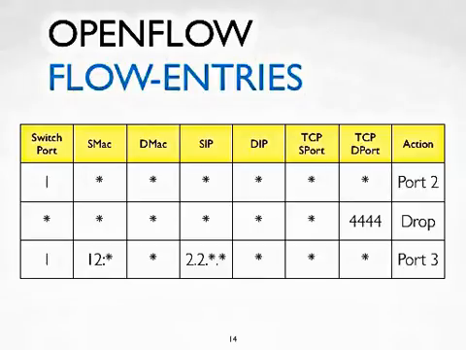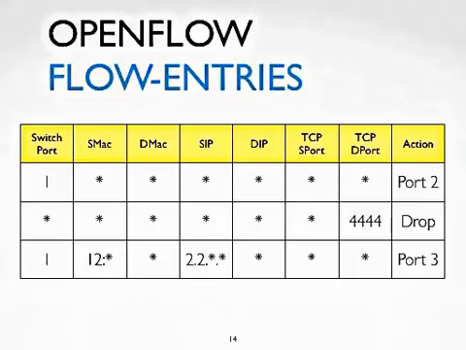So what the first rule says is any packet coming from switch port number 1, forward it to port number 2. And any packet whose destination port is 4444, drop it. Or any packet coming from port 1 with this wildcarded MAC address and this IP prefix, forward it to port number 3. It is this simple. So OpenFlow gives you the API to install these kinds of rules on the switch.